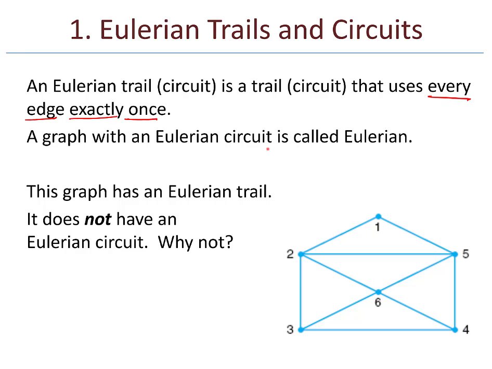Now, this graph that you see here, the envelope graph, has an Eulerian trail. Do you remember that? We can find one here. Let's start at 3. I'll go to 4, 6, 5, 2, 6, 3, 2, 1, 5, and then back down to 4. So I covered every edge exactly once, but since I started and ended at different places, it's not an Eulerian circuit, but it is an Eulerian trail. But we're guaranteed that this does not have an Eulerian circuit. I'm promising you it doesn't.